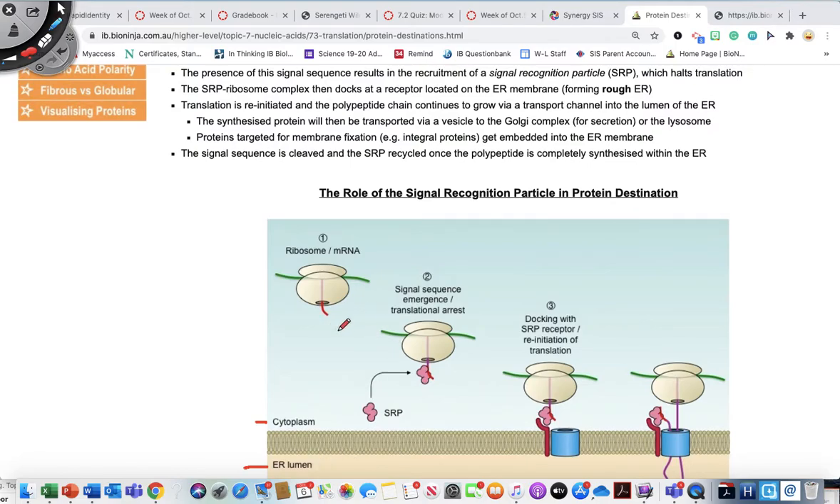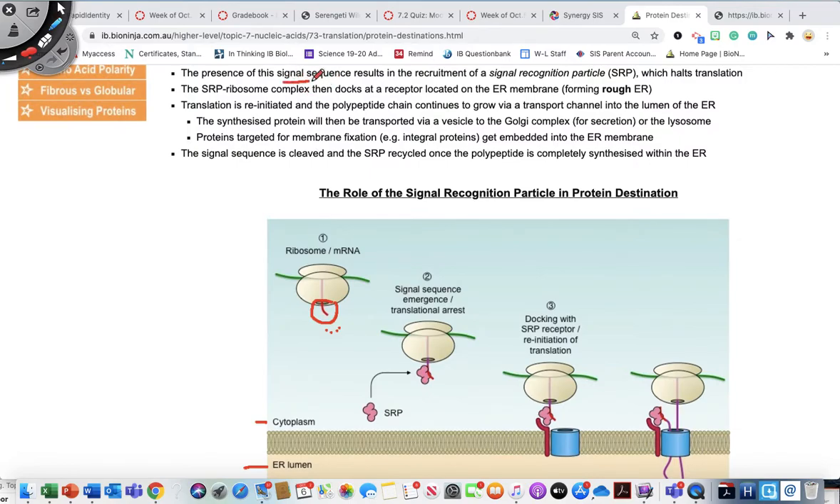Okay. So here we see the ribosome with its two components. mRNA has been translocated, and we see that translation is happening. So we see that the polypeptide is starting to grow. So this polypeptide releases a signal sequence.